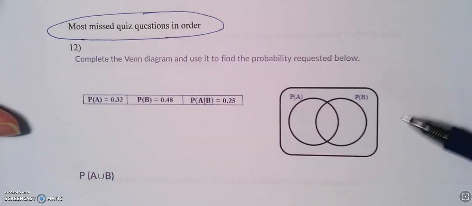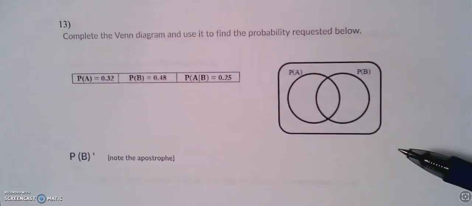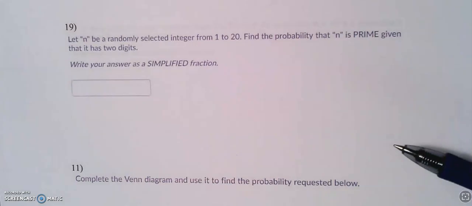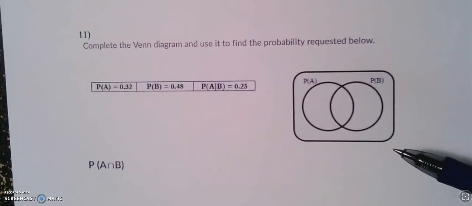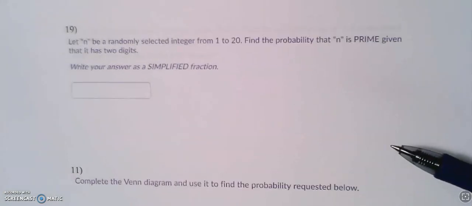This problem, number 12, has a Venn diagram where you're not putting just the items in the Venn diagram, you're putting their probabilities in there. Number 13, exactly the same idea. Then number 11, which was the same thing. So those are 3 out of our 5, and we're going to finish with those because I want to go into that topic a little bit more. So let's look at the other 2 of the top 5 most missed.